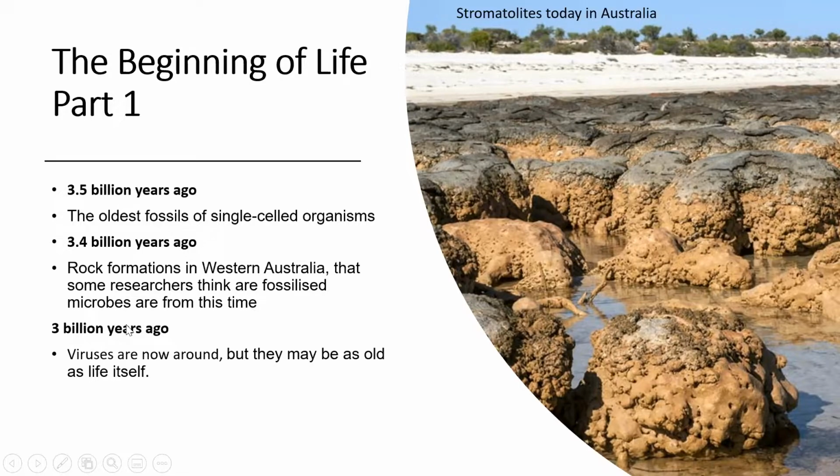By 3 billion years, there's some evidence that there are viruses around. Viruses need other living things to survive. They are parasites. They can't live on their own. They need other cells to live in. They would need what's called a host. So life must have developed and then the viruses came about. So they're possibly as old as life itself.